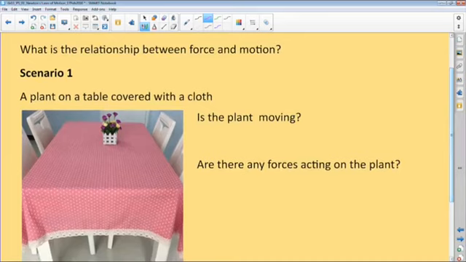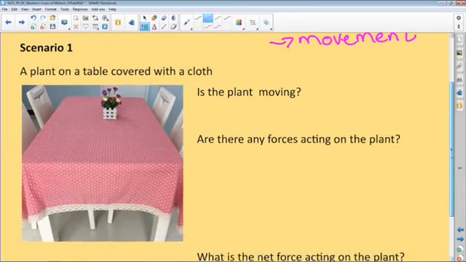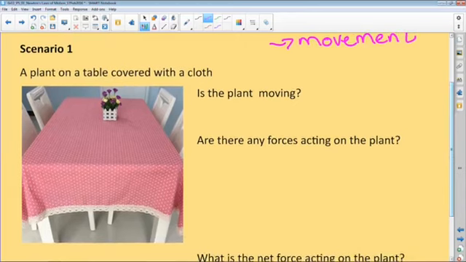What is the relationship between force and motion? Okay, so another word for motion could be movement. So what is the relationship between force and movement? Okay, so I want you to be thinking about that while we talk about the rest of the things that are on the screen. So scenario one, I want you to picture this.